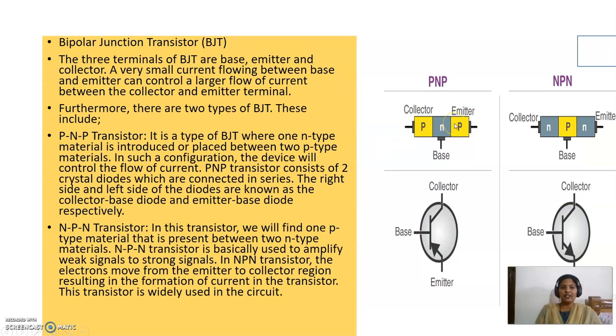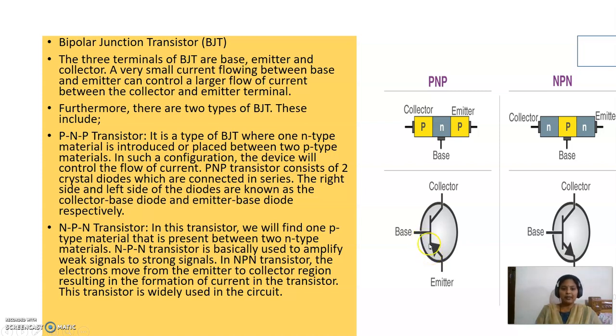Now in the BJT here, we have three terminals: emitter, base, and collector. If you see the working here, a very small amount of current flowing between the base and the emitter can control a large flow of current between the collector and emitter terminals.